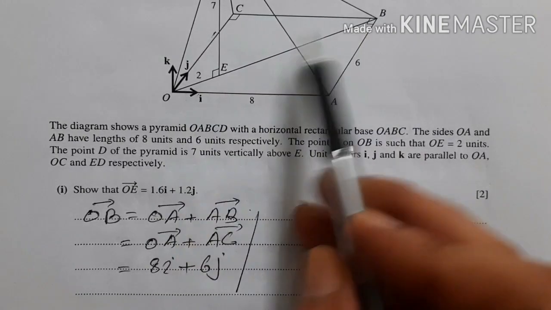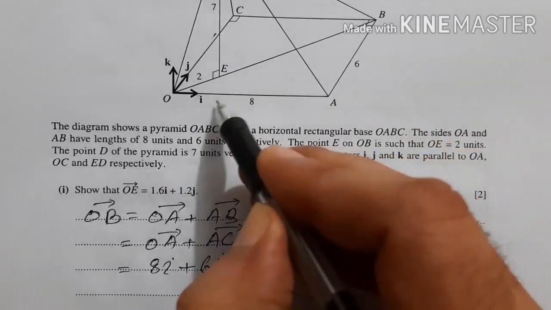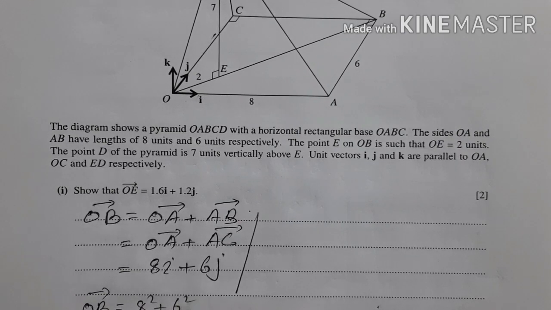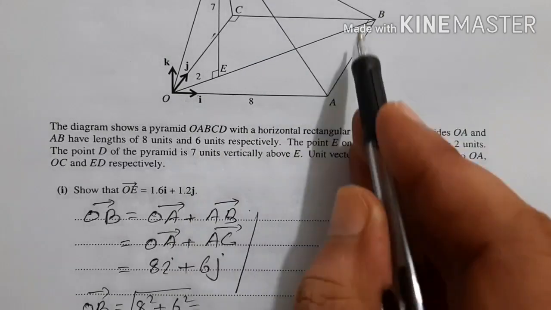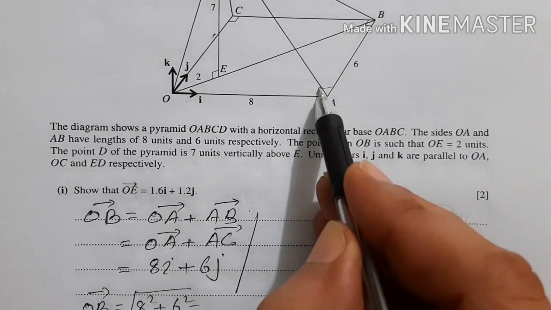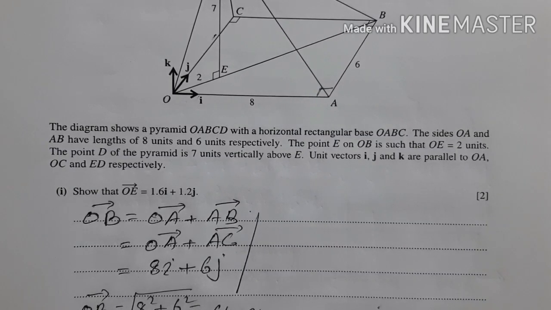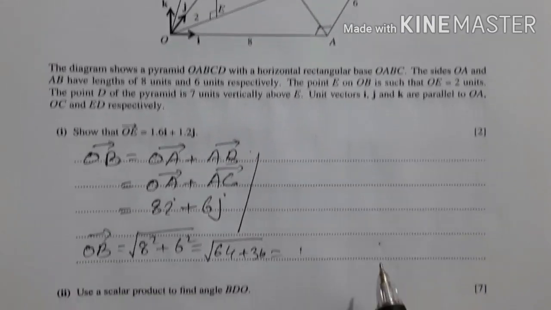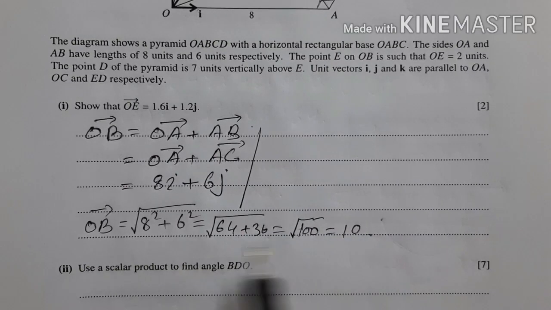But if we see that OB, by Pythagoras theorem, OB is the square root of 8 square plus 6 square. If we apply Pythagoras theorem, because this is a right angle, it's a rectangle. So this will be 64 plus 36, which is 100, and that is 10. So it means OB is 10.